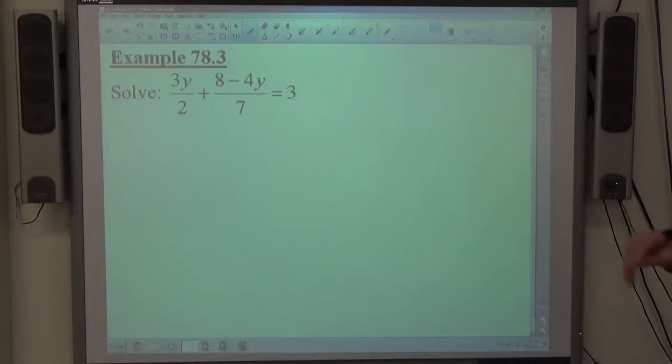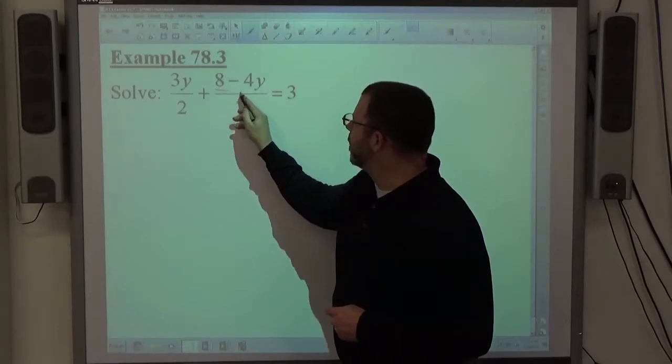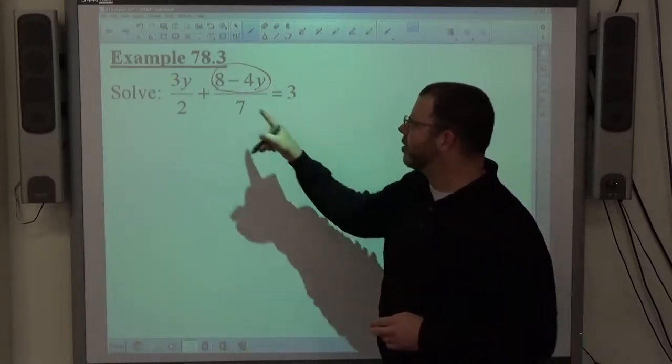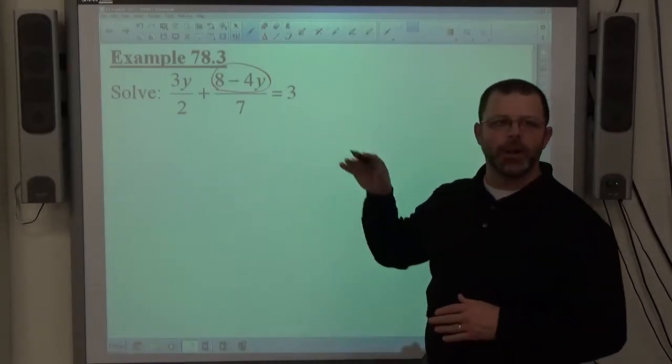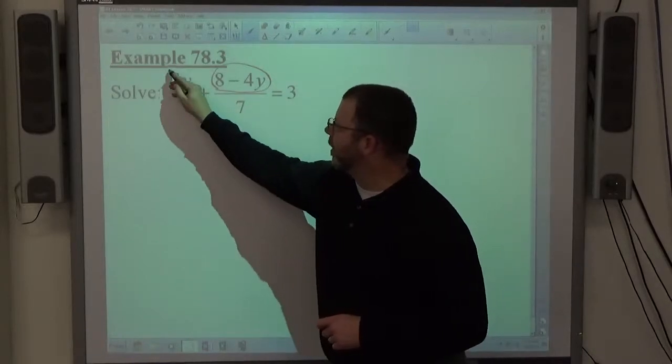Okay, example 3. The difference between example 3 and examples 1 and 2 is that there's a binomial on top of this one. Looking at this, the denominators are 2 and 7. This is over 1. That 3 over 1 is not really important to have as a denominator. So the least common denominator of 2 and 7 is 14.